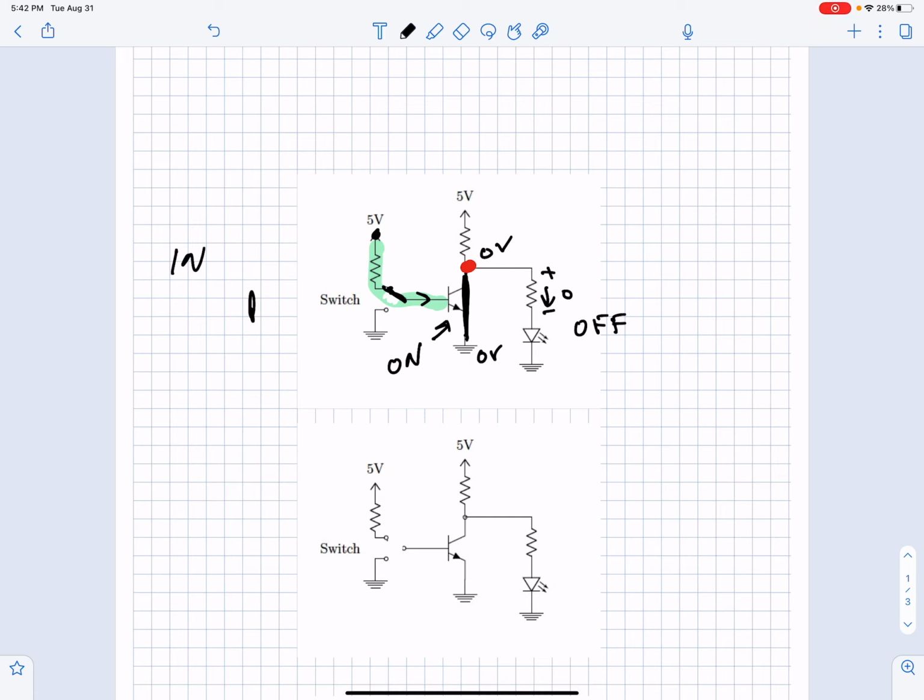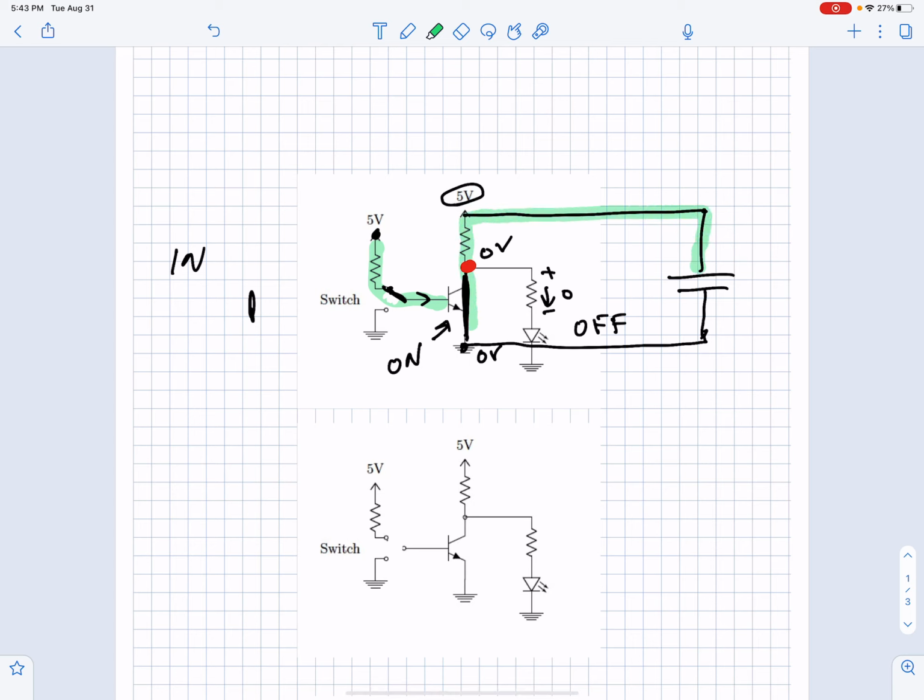So the question is, where does the current flow? What I would like you to think of is this 5-volt source. Whenever you see that, think of a battery out here that's 5 volts, connected between the 5-volt arrow and ground. If we were current, we would be flowing like this between 5 volts and ground. So that's the current flow.